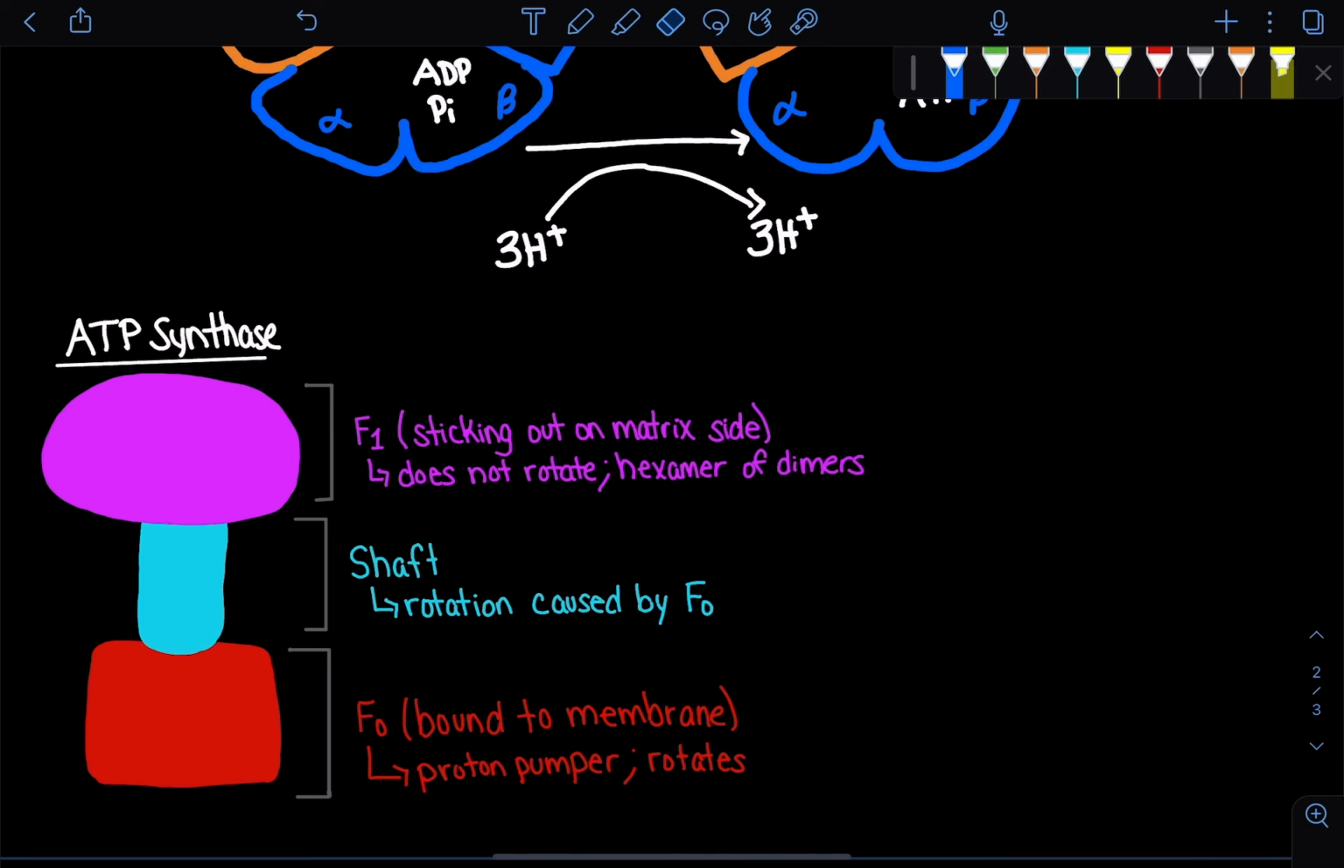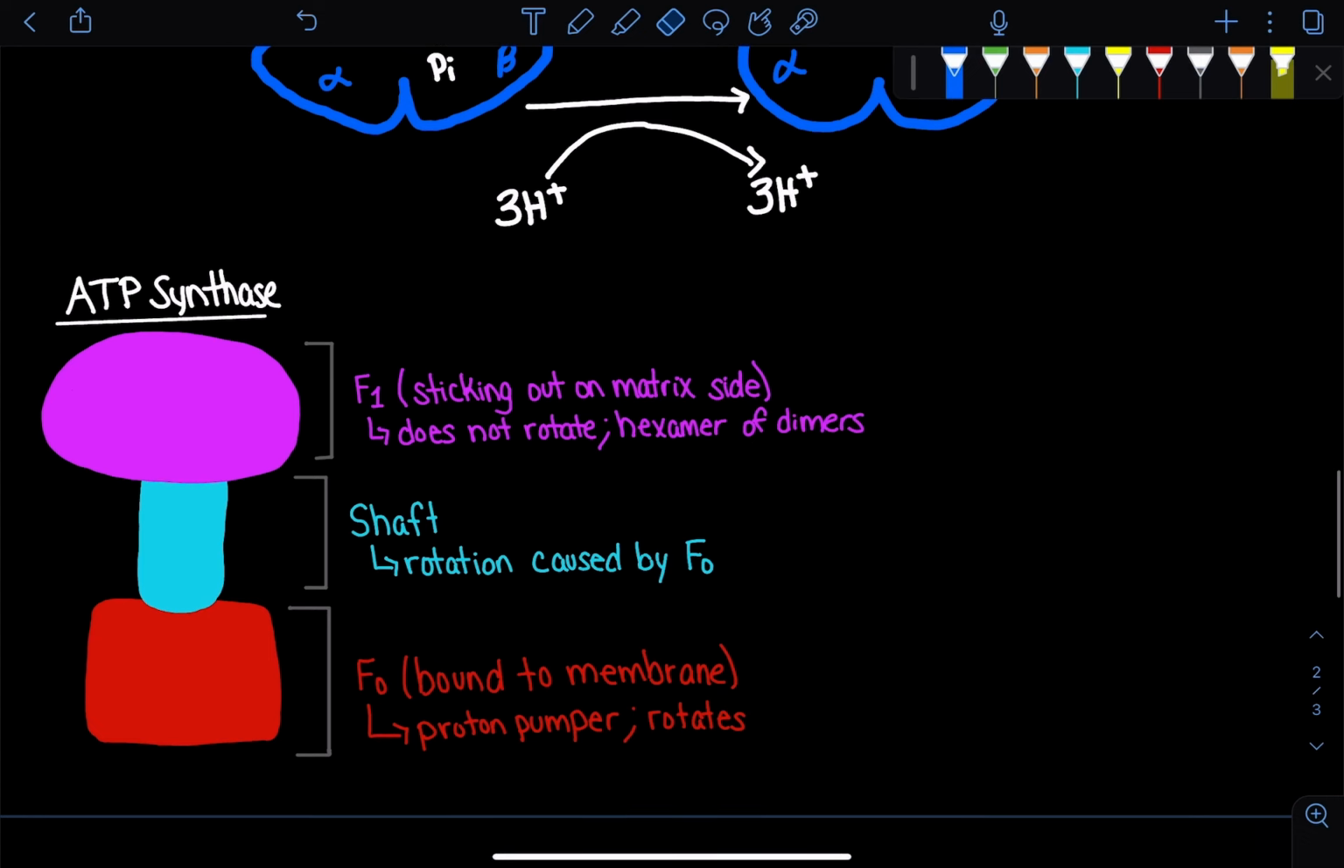F0 is the part that's bound to the membrane, and it is essentially the proton pumper. So remember that we have protons in the intermembrane space, and F0 is going to pump those protons from the intermembrane space to the matrix, and it rotates. As it rotates, it shifts these protons from the intermembrane space to the matrix. And due to the rotation of F0, we'll see the shaft rotate as well. When the shaft rotates, it causes a conformational change in F1. As a result, we get the synthesis of ATP.